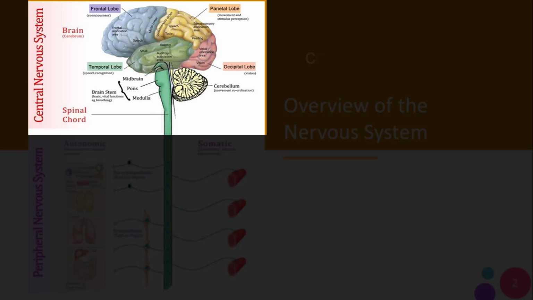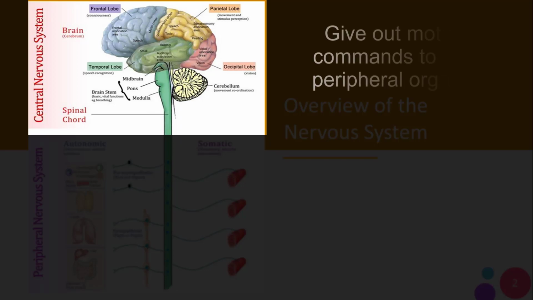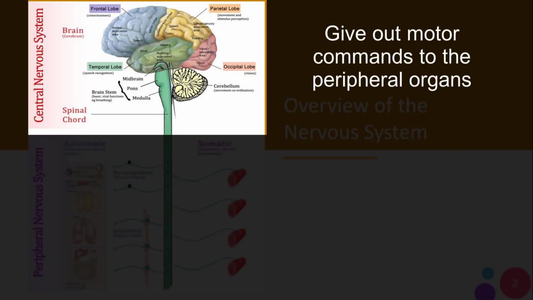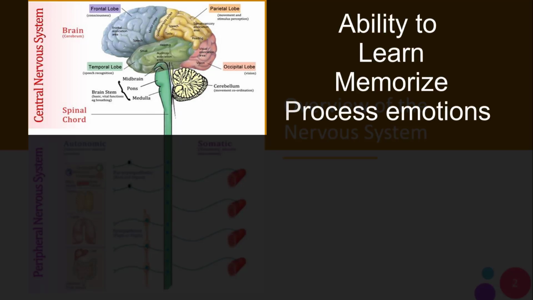The CNS processes and coordinates sensory data or information coming from inside and outside of the body. It also gives motor commands in order to control activities of the peripheral organs. After evaluating the information it receives from receptors, it will generate motor commands where they are needed. In addition to this, the CNS is also the one responsible for our ability to learn, memorize, and process emotion.